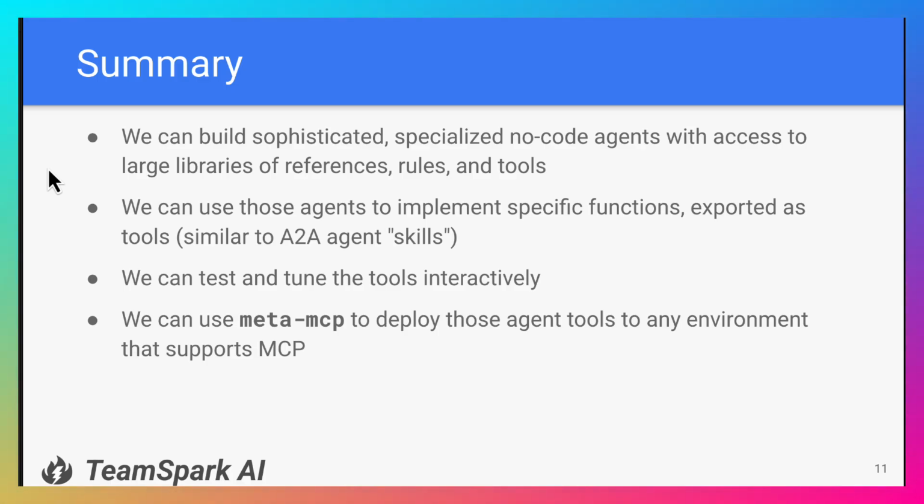We can use those agents to implement specific functions, which we're going to export as tools, similar to the way that A-to-A agent skills work. So we can basically make a defined set of behavior that we want those agents to have and implement those as tools that are well structured and defined with names, descriptions, and parameters. We can test and tune those tools interactively, so we can verify that those tools do exactly what we want inside the agent framework before we ever hook them up to anything.